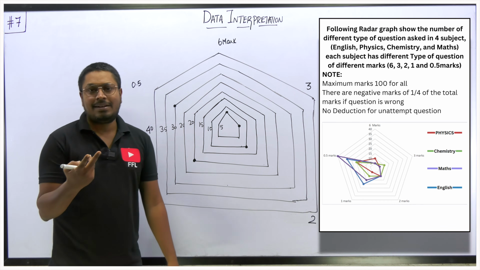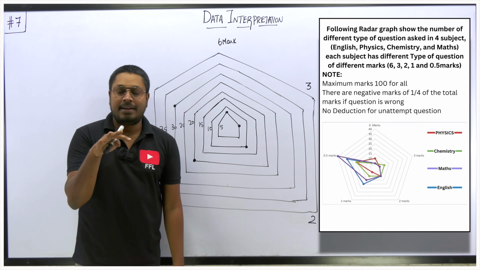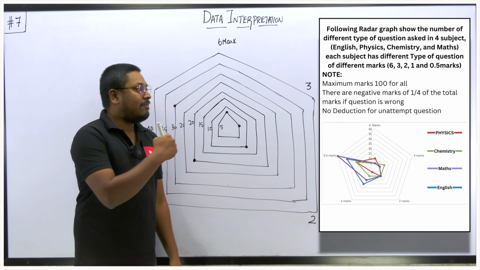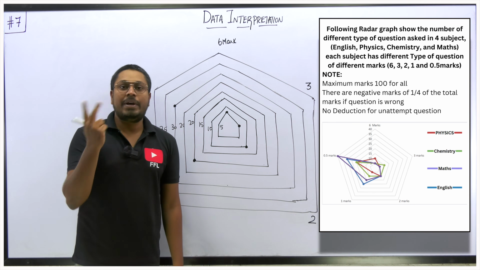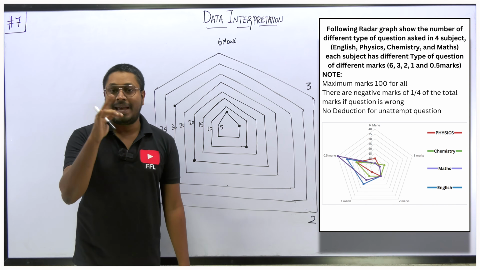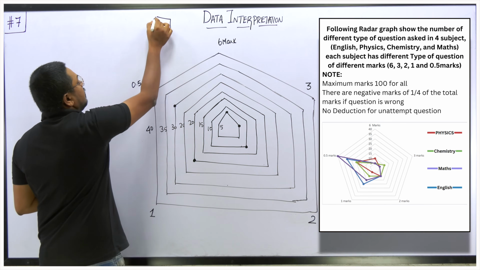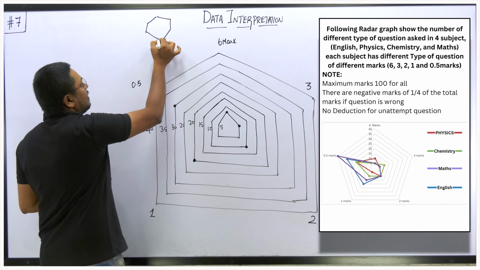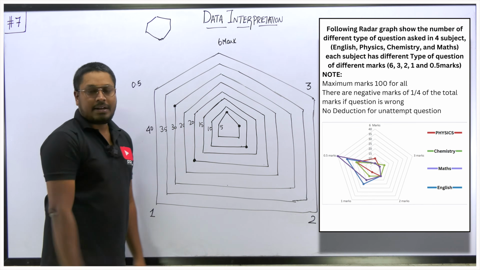Then 2 years back in SBI PO, they asked a triangular chart DI, right? For that DI, I have posted a video on my YouTube channel. I will give you the link here, right? That was 2 years back, and 5 years back in the CAT exams, they asked a hexagon, 6-shaped, right? This kind of DI, hexagon shaped radar graph.